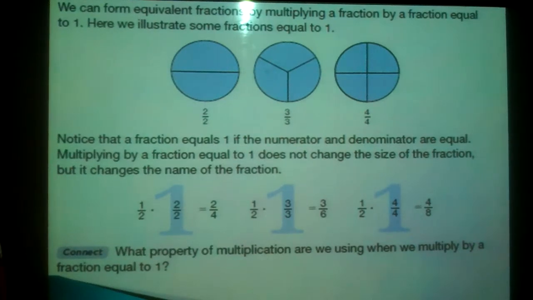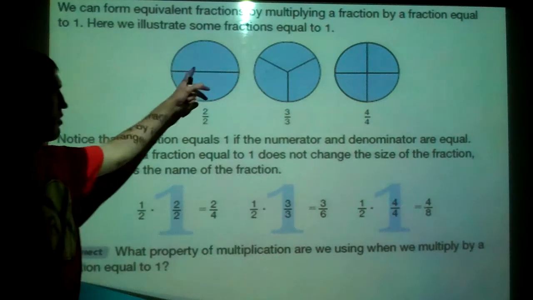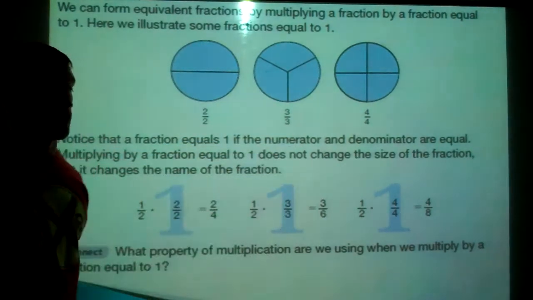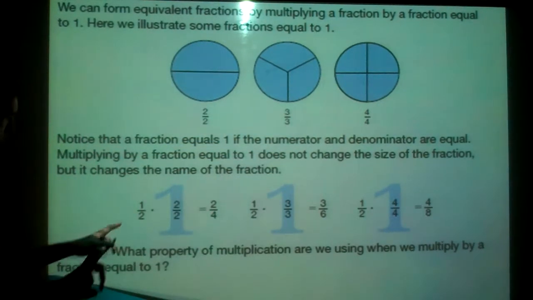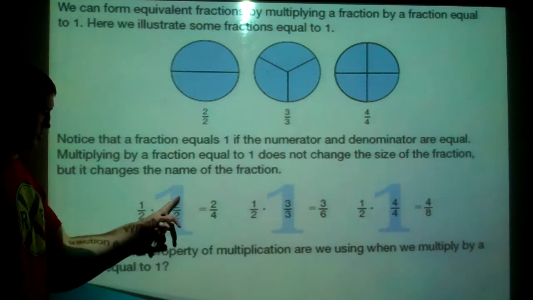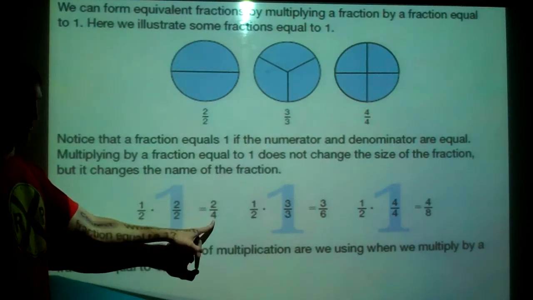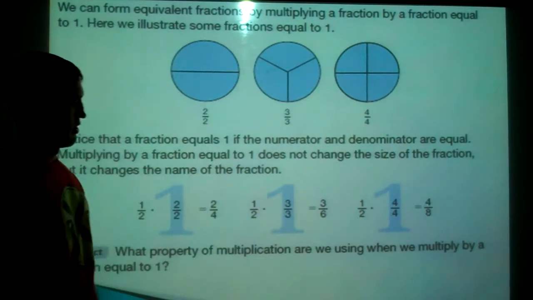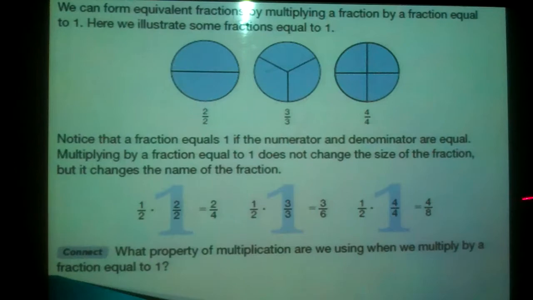Alright. We can form equivalent fractions by multiplying a fraction by a fraction equal to 1. Where this is going to come in handy is when we're trying to find common denominators. So these are all 1. We can see 2 over 2, 3 over 3, 4 over 4. If we take 1/2 times 2 over 2, we get 2 over 4. If we take 1/2 times 3 over 3, we get 3 over 6. 1/2 times 4 over 4, we get 4 over 8.